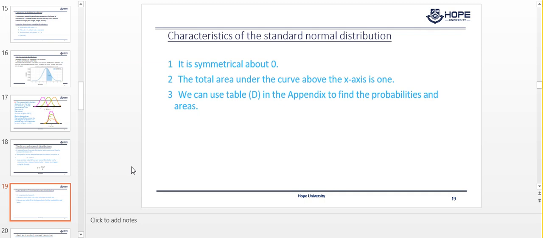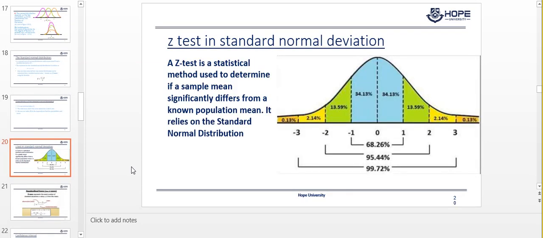The characteristic of the standard normal distribution is that it is symmetric about 0. The total area of the curve above the x-axis is 1. We can use the table in the appendix to find probabilities and areas.